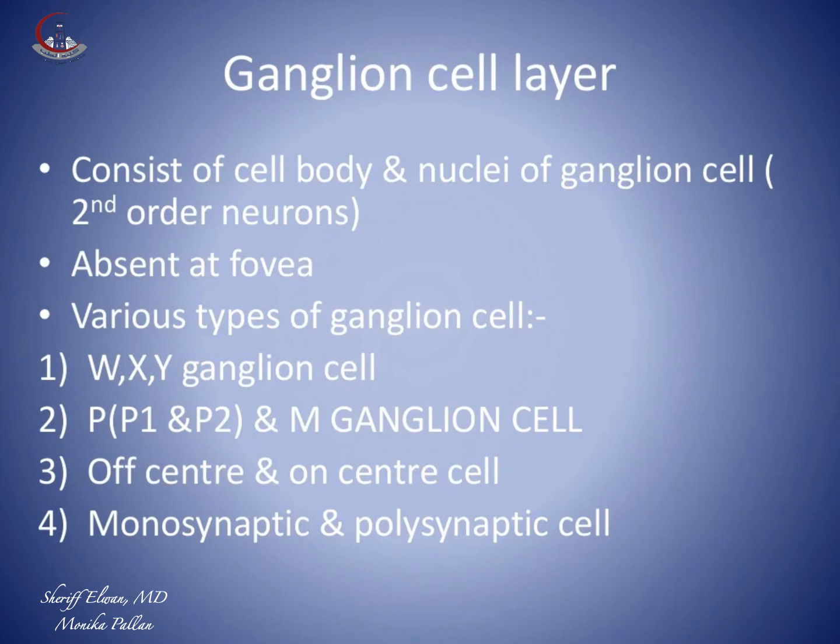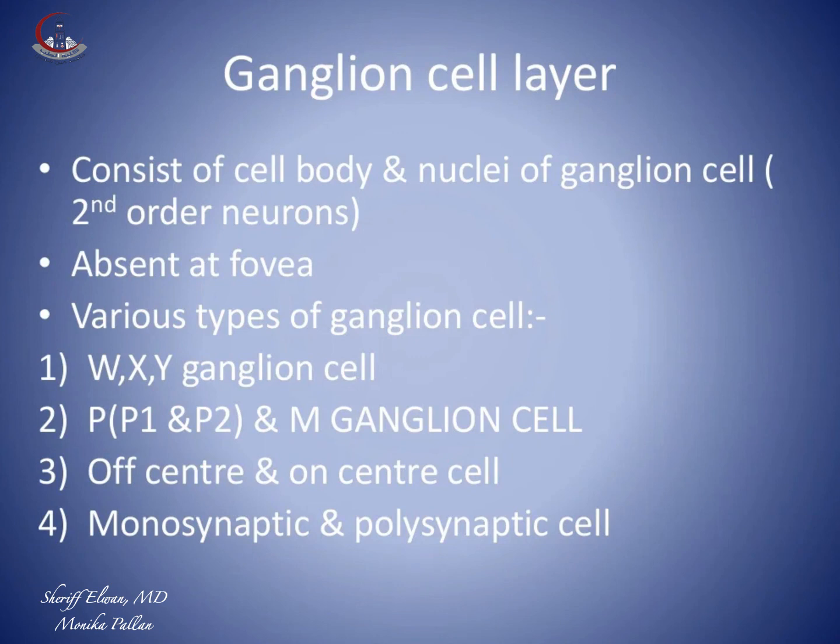And then comes the ganglion cell layer, which consists of the cell body and nuclei of the ganglion cells. This is the second order neuron, second to the rods and cones. It's again absent at the fovea, and there are various types of ganglion cells.